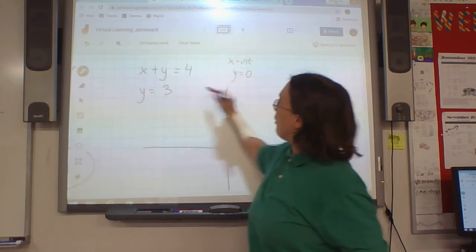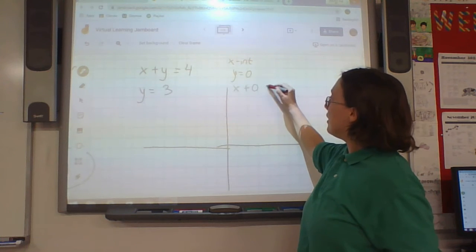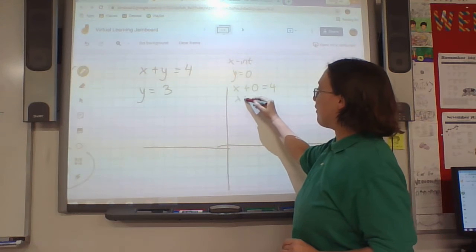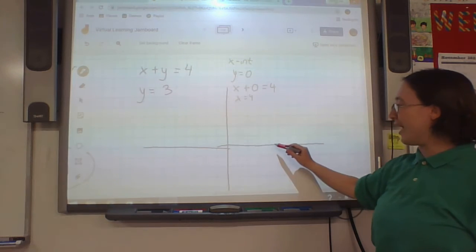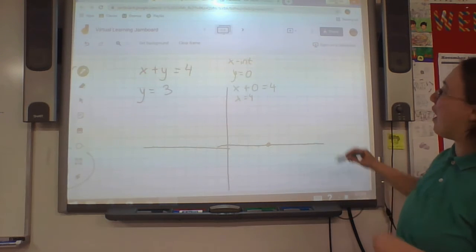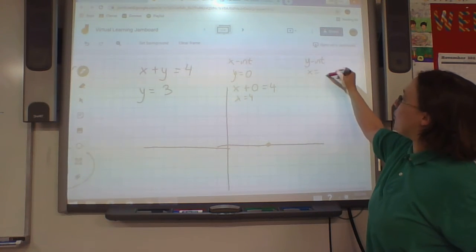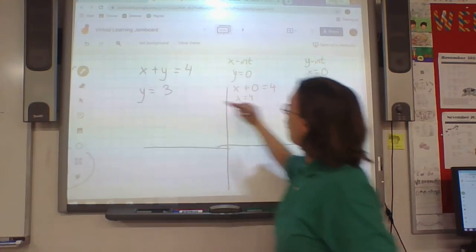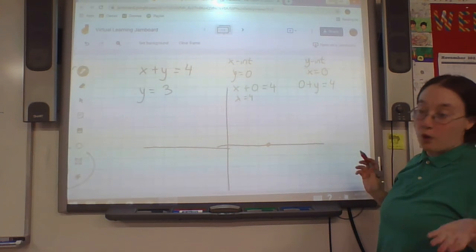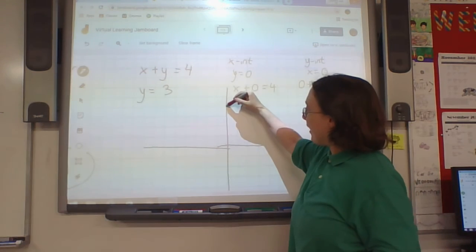So we still got this x here, and plus, and then instead of this y, we're going to have a 0 equals 4. But x plus 0 is just x, so this is just x equals 4. So this is just a point on our x-axis at 4. And then we're going to do the same thing with our y. So if we want our y-intercept, instead of y equals 0, we're going to say x equals 0. And we're going to plug that on in here. So 0 plus y is going to equal 4. But 0 plus y is just y, so y equals 4. So that's a point over here on our y-axis at y equals 4.